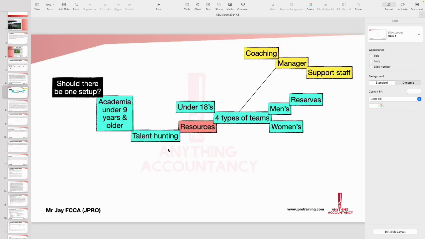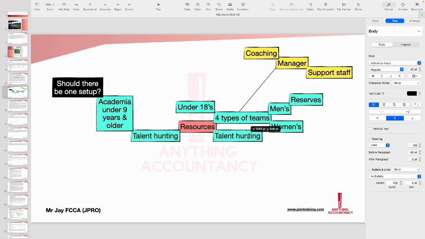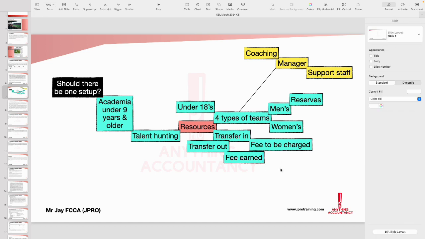So you might have players coming in, talent hunting, and you got transfer in, then you got fee. You can also have, remember, you may also have transfer out. So you might have this place here, and you can talk about the resources transfer in, transfer out for good players, and you have fee to be charged, fee earned, and you can get a gain or loss on this situation. That's the basic idea there.